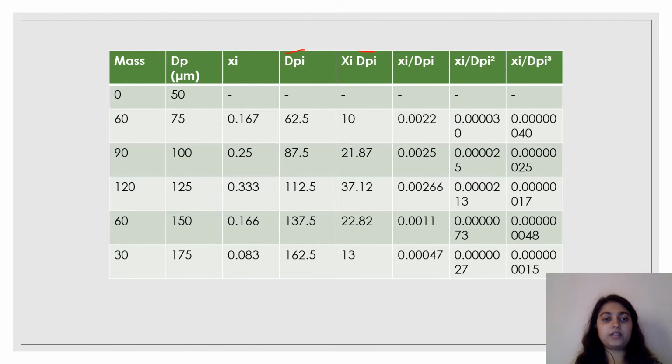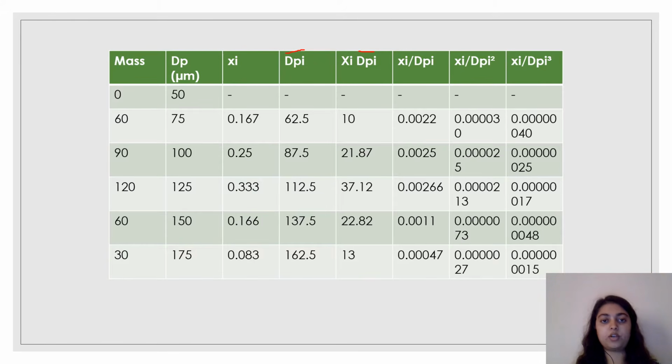Whenever you are asked to calculate these four diameters, you will be given only two columns in your exam, mass and diameter. From those two columns, you have to make this whole table. First of all, you have to make the columns xi, dpi, xi dpi, xi divided by dpi, xi divided by dpi square, and xi divided by dpi cube. Let's start. How will you make these columns?